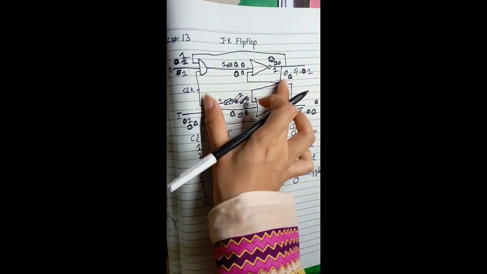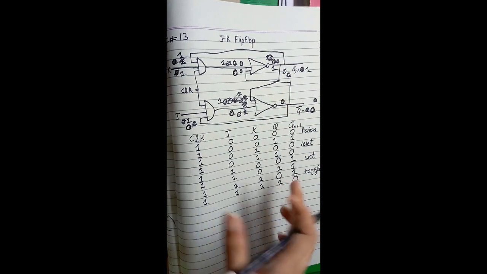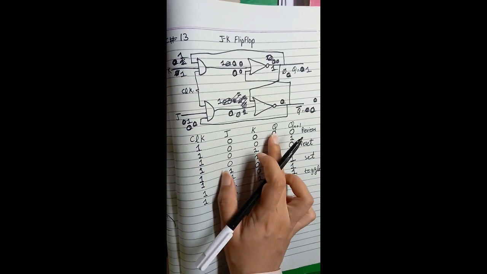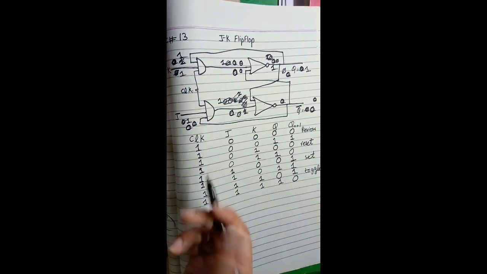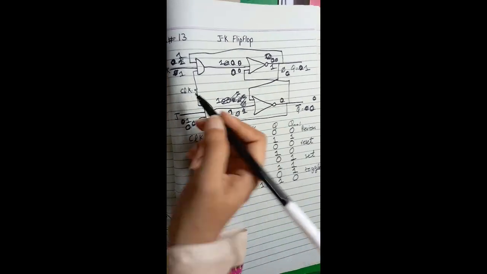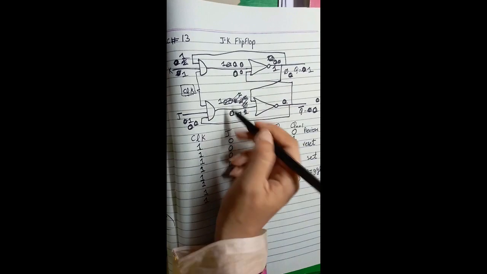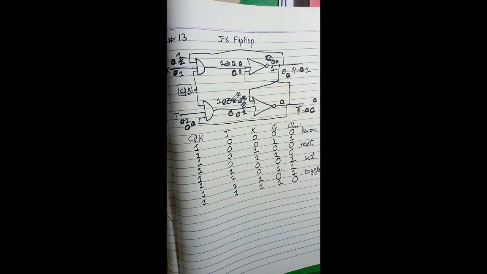This is its diagram, and this is our table which we made from the circuit diagram by processing our JK values and the Q values. Qn plus 1 is our result. And this is the clock, which should be triggered at 1, so our circuit will work. If it's 0, our circuit will not work. We will not get any value.